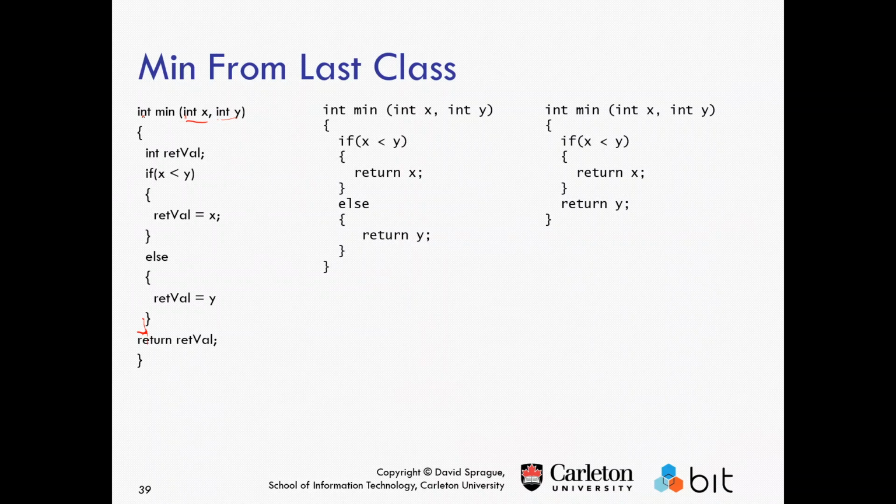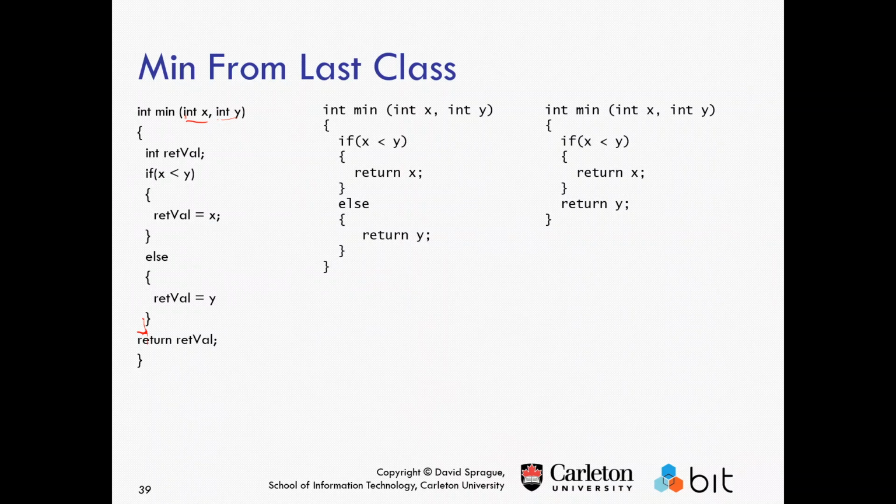Here in this case, I can make a temporary variable called retval. I could then see if x is less than y, I set retval to x. Otherwise, I set retval to y. So whichever one's smaller, if y is smaller than or equal to x, we make retval equal to y. Otherwise, we make retval equal to x, and we return retval. That's all well and good.